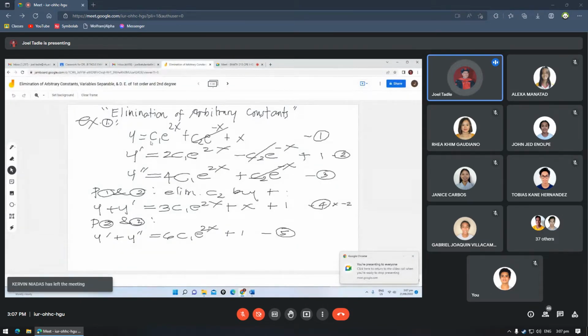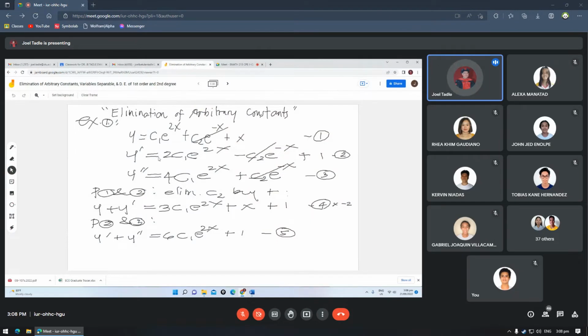So this is our given. We let this be equation 1. y equals c sub 1 e to the power of 2x plus c sub 2 e to the power of negative x plus x. So we need to differentiate twice. So the first derivative of y with respect to x is y prime or dy over dx.